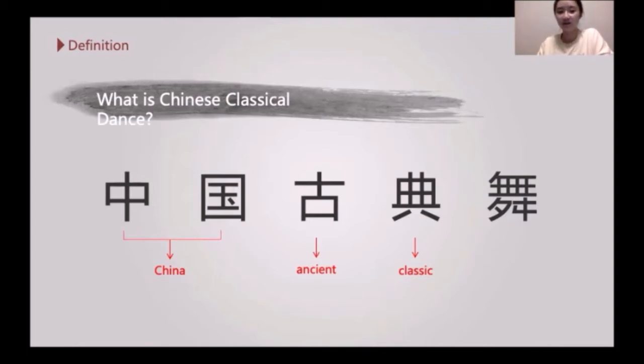And the last one, can somebody guess what that is? Definitely it is dance. So connecting everything here, it is Chinese ancient classical dance. But we just call it in English Chinese classical dance, but I want everybody to know that it's from a really long time ago.